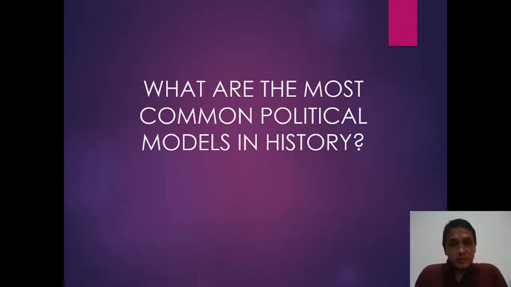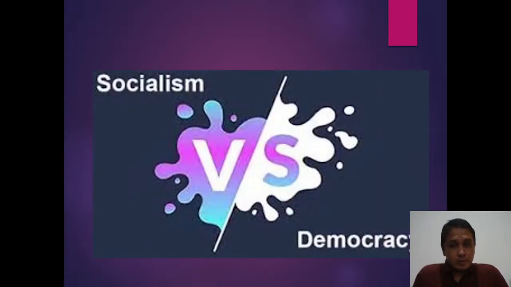The first question for today's meeting is: what are the most common political models in history? We have these two models: socialism, which is an economic and political model, and democracy, which is a political system. Often in history, socialism and democracy have been contradicted by several groups.